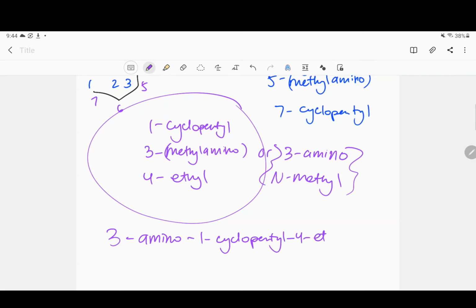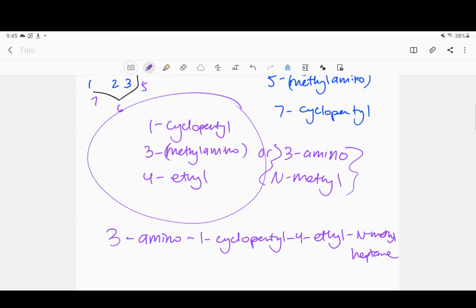4-ethyl-N-methylheptane. And so that would be how we would name this thing. And let's see, what did she have? N-methyl. Why did she have the N? Or that's alphabetically not correct.